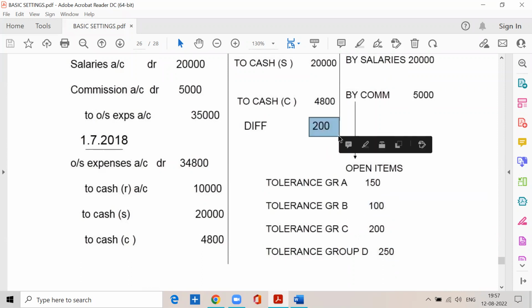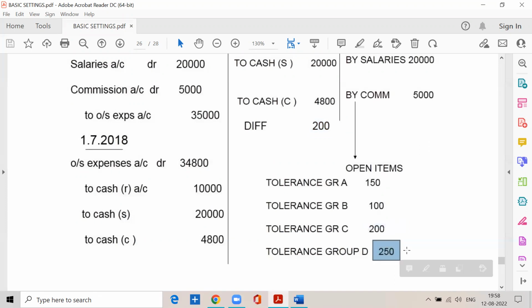Now let us come in the reverse way. It is the policy of the accounts department that in any balance sheet GL accounts related to accruals and deferrals, if there is a balance of 200 rupees or less than 200 rupees, straight away write it off to the P&L account. That is the policy of the management. In that case, you can assign either group C or group D. Clear, no?